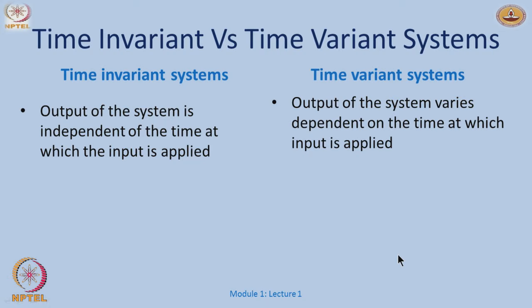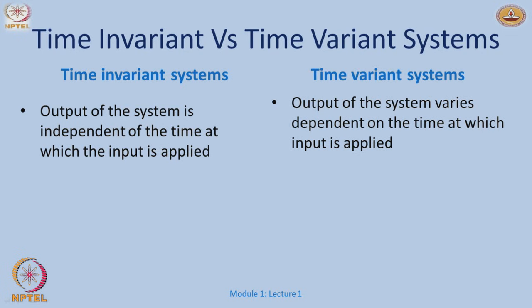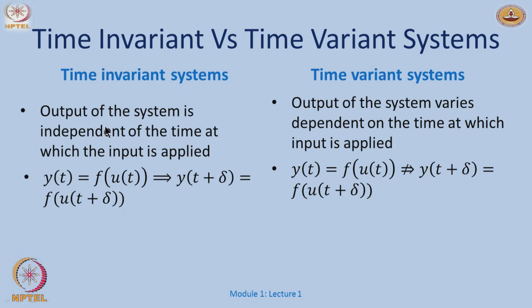Other classification would be in terms of systems which vary with time and systems which do not vary with time, as we call time invariant and time variant systems, and this should not be confused with the dynamics of the system. Like for example, in my earlier example here, I was varying with time, but this is also a time invariant system. We are not really interested in how I varies. So, what we mean by time invariant is the following, that the output of the system is independent of the time at which the input is applied.